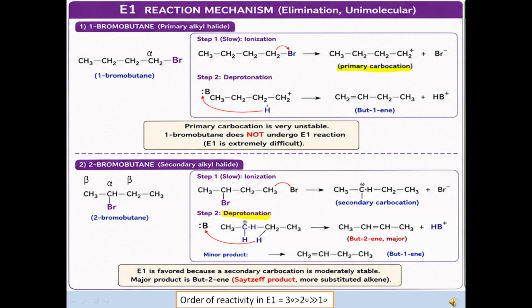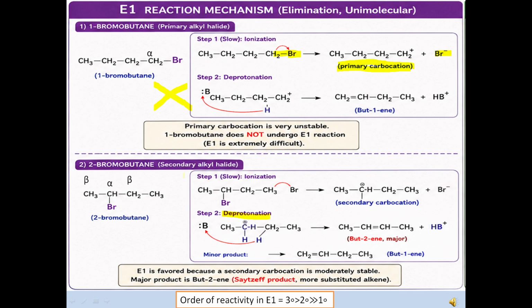1-bromobutane is a primary alkyl halide. In an E1 reaction, the first step is the removal of the leaving group, Br-, to form a carbocation. When bromine leaves from 1-bromobutane, a primary carbocation is formed. Primary carbocations are highly unstable because they have very little electron donation from neighboring alkyl groups. Due to this instability, 1-bromobutane generally does not undergo the E1 mechanism. Therefore, E1 elimination is extremely difficult and unfavorable for 1-bromobutane.